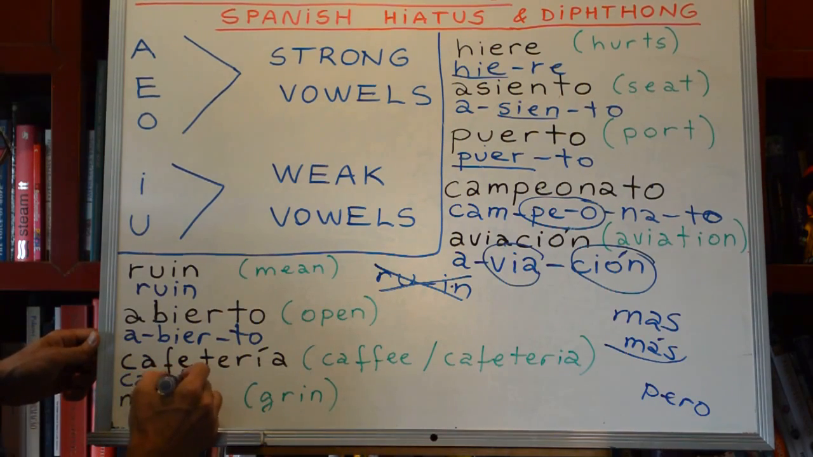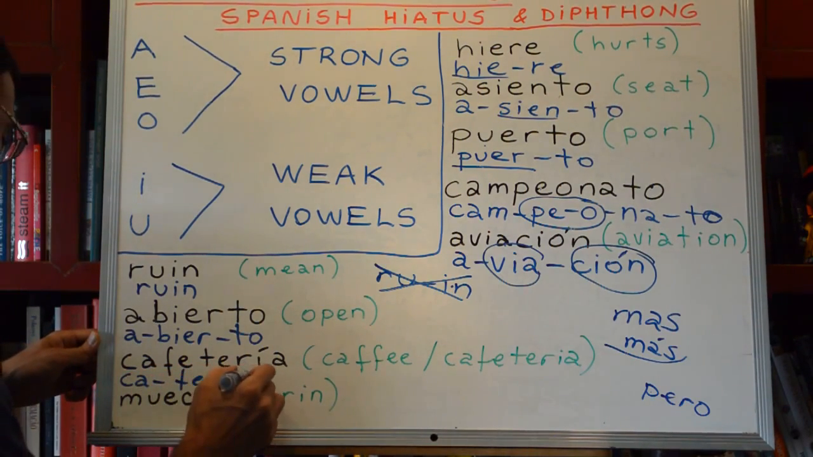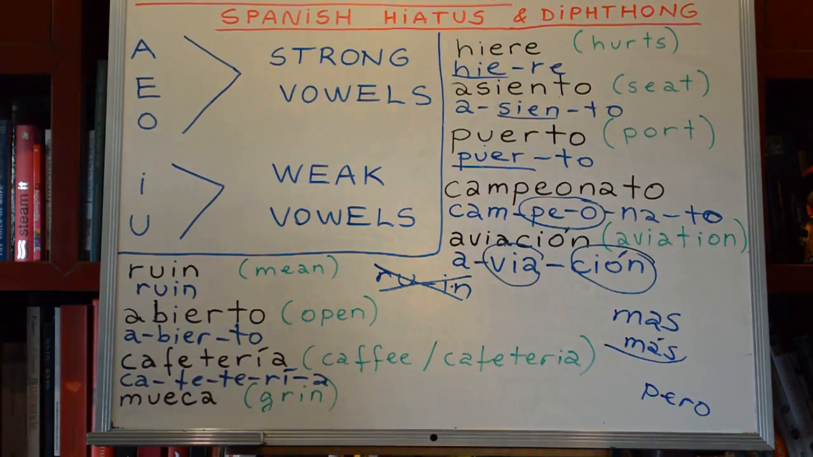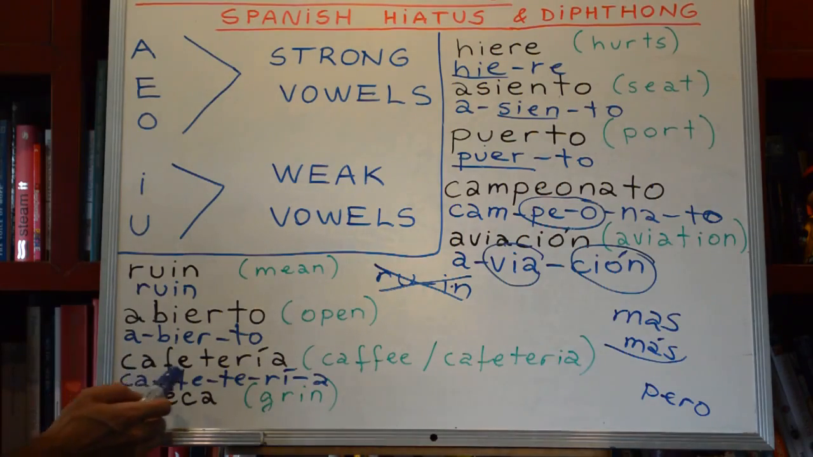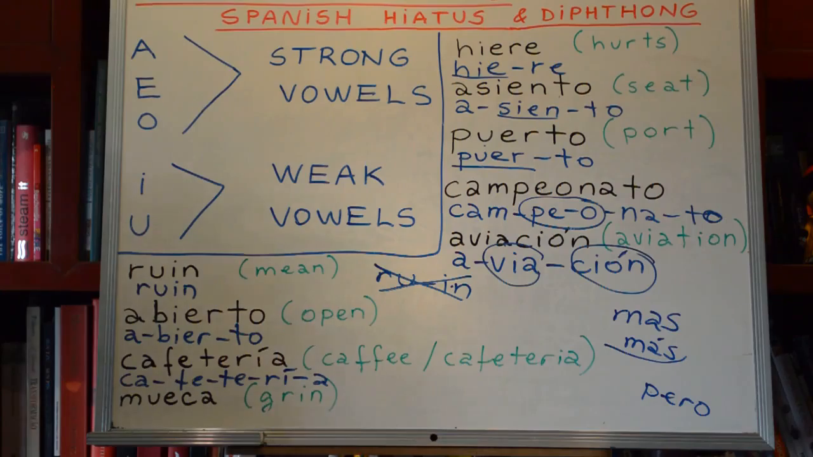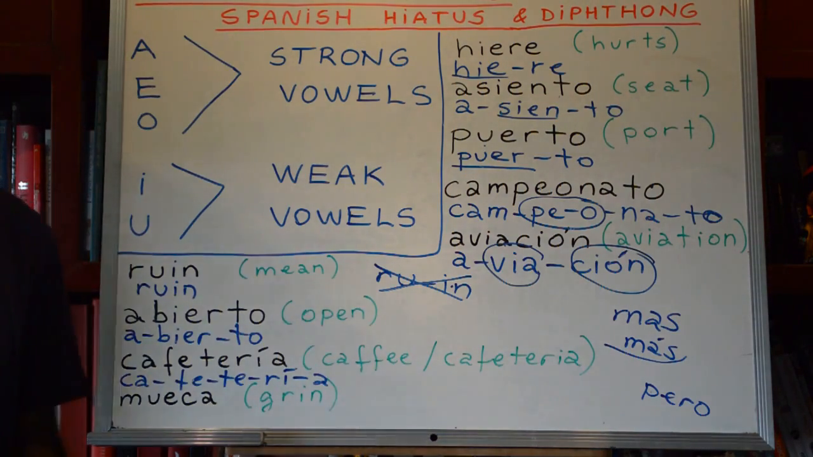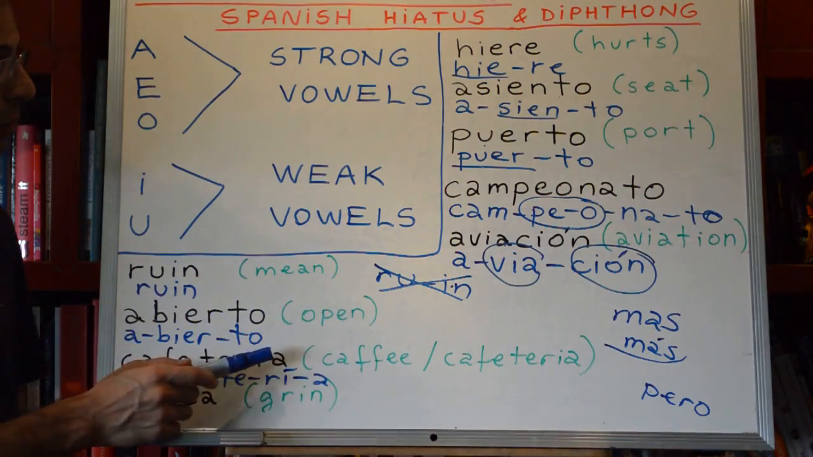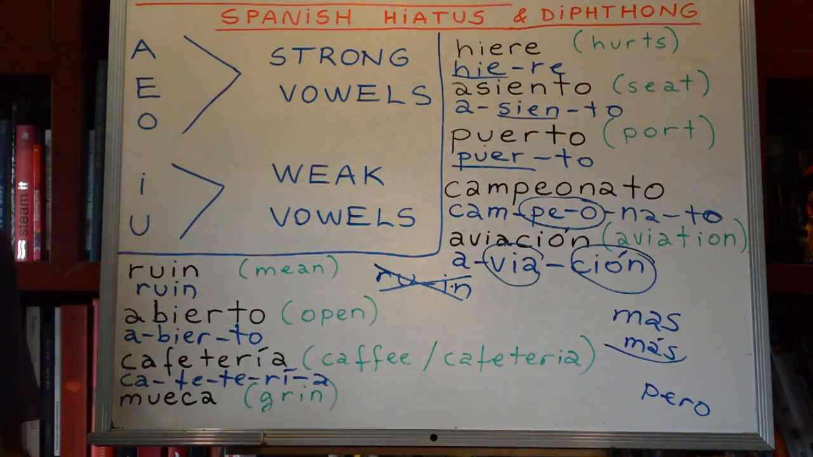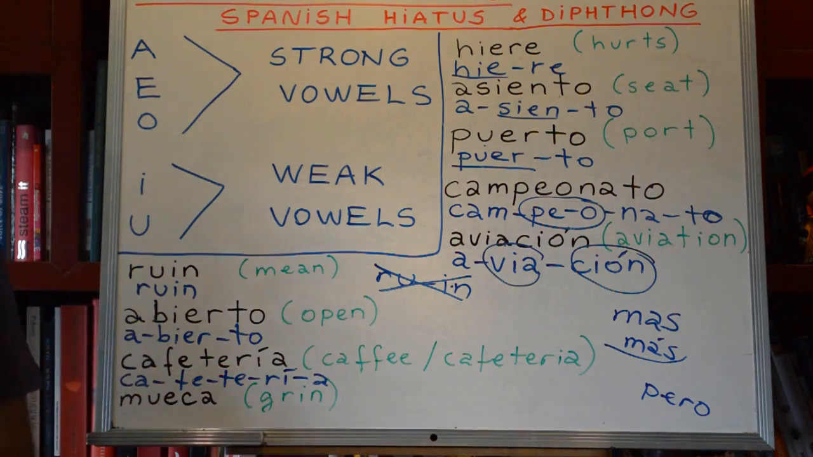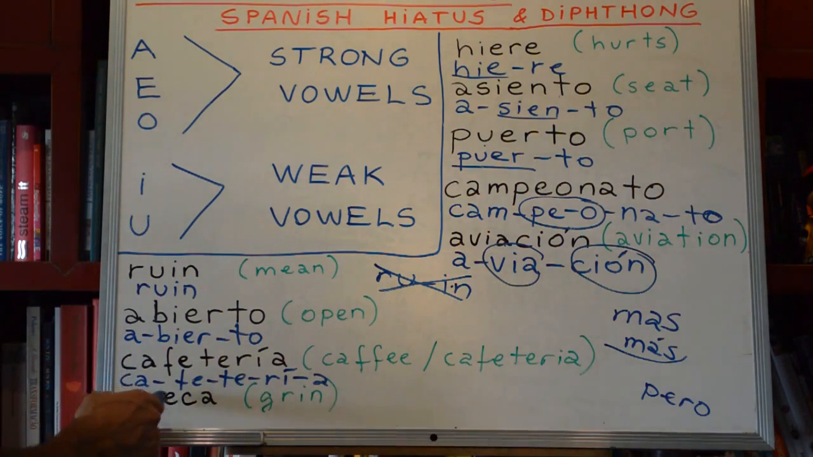Ka, fe, te, ri, a. Five syllables. This is not a diphthong, it is a hiatus. Why a hiatus? Because the two vowels that were together in the word are separated in different syllables. I, a. Okay? And our last example, mueca.